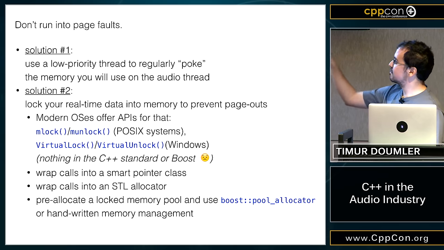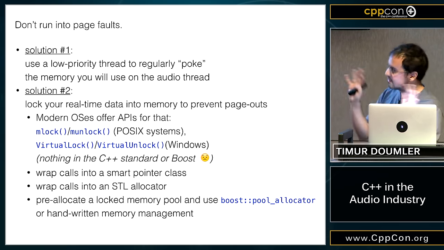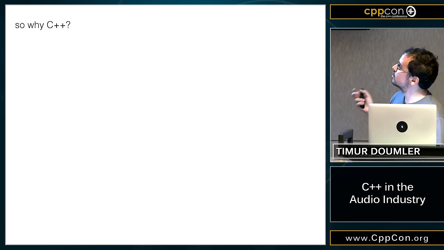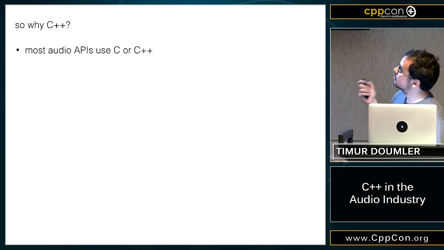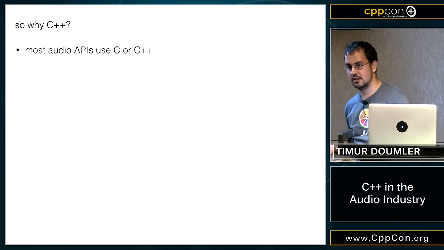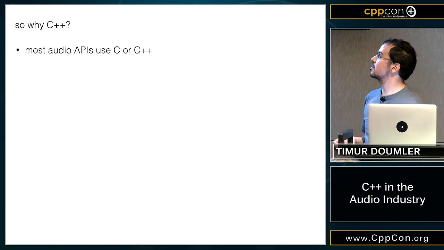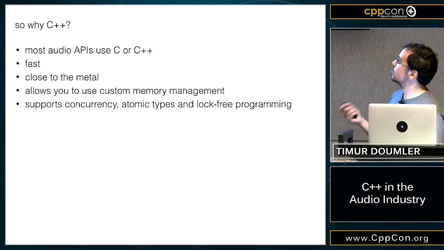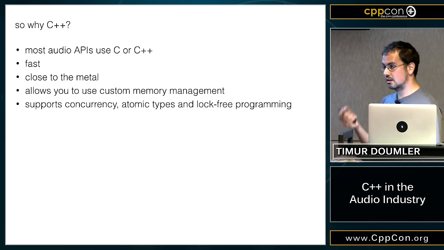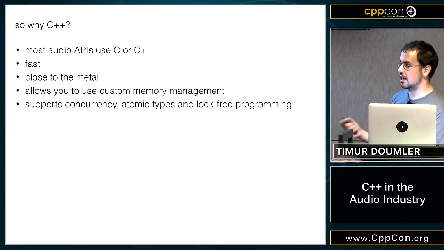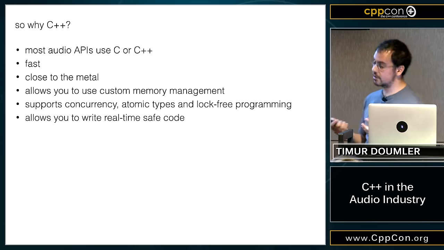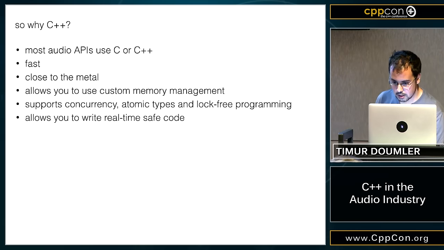So I'm not gonna show any code that does that because it's quite complicated in practice and could take a long time. So I'm just gonna summarize why we use C++ for audio. Obviously, most of the audio APIs are actually C or C++, so it's very convenient. Then, as we all know, C++ is fast, it's close to the metal, but it also allows you to use custom memory management and it supports concurrency. The C++11 and 14 standards have atomic types, they allow you to have lock-free access, and they allow you to program lock-free. And in the end, for audio, this whole thing allows you to write real-time safe code, which is what we want to do.